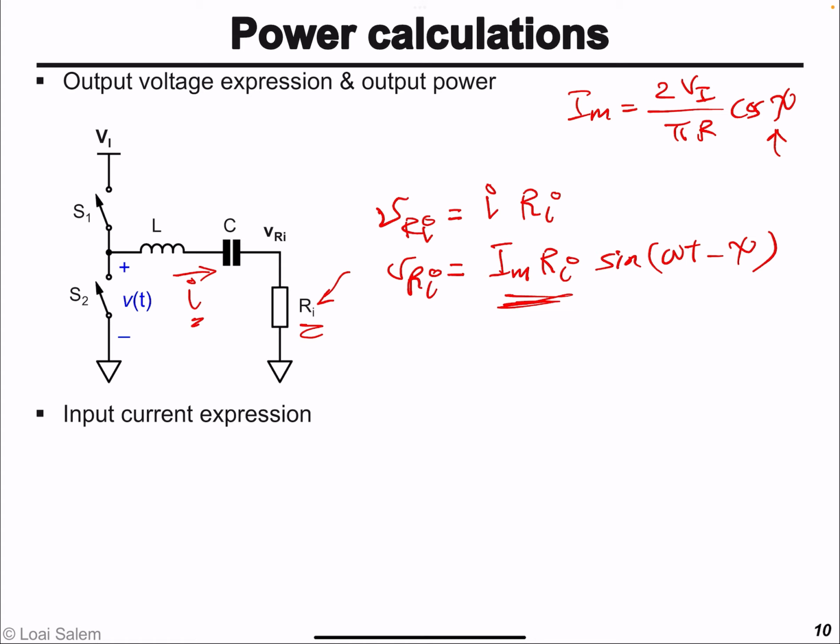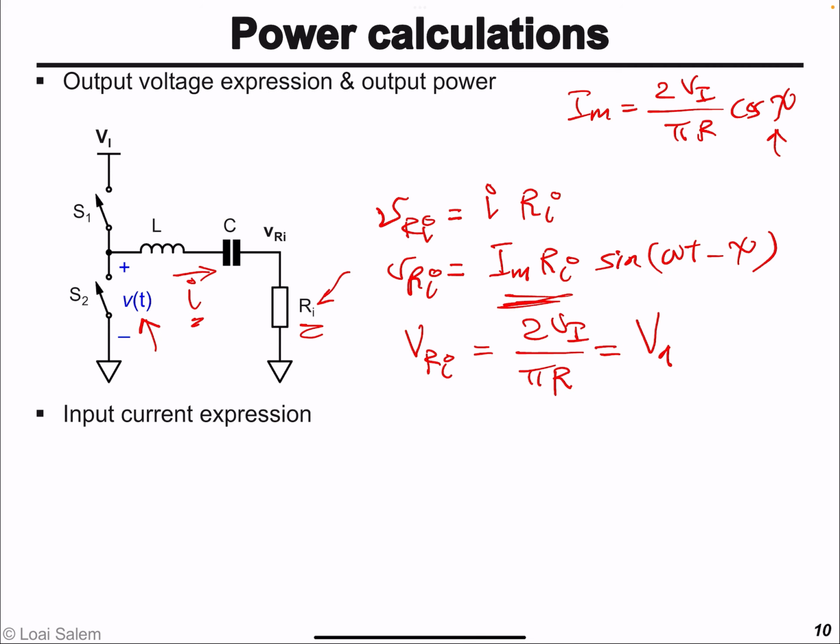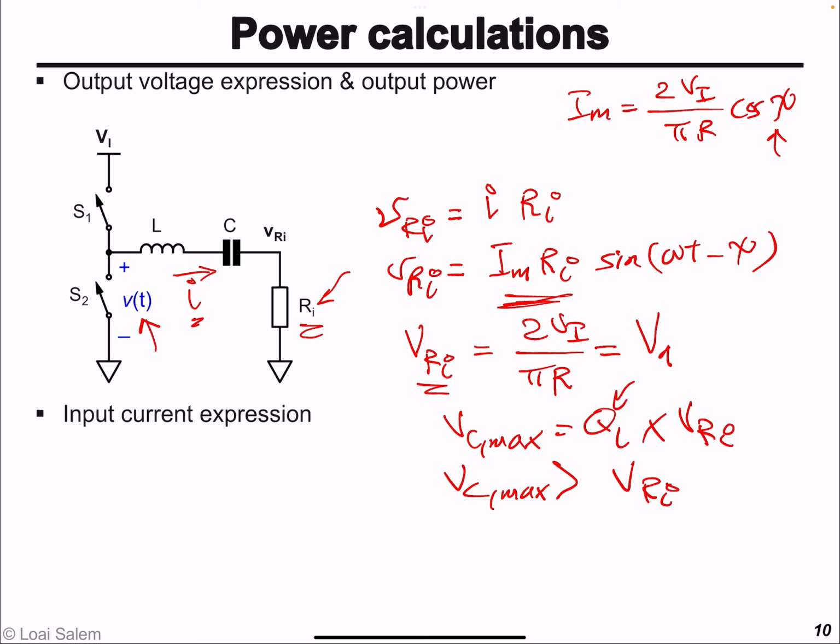Okay, and so at resonance, the amplitude of the voltage across the load resistor will be equal to 2Vi divided by pi r, which is equal to the amplitude of the fundamental component in the applied square voltage Vt. And so when I mentioned that the maximum voltage that the capacitor has to block is actually going to be the loaded quality times the maximum amplitude of the voltage across the load resistor at resonance, essentially it is going to be larger than the voltage that's delivered to the AC load, given that quality is typically larger than 2.5.